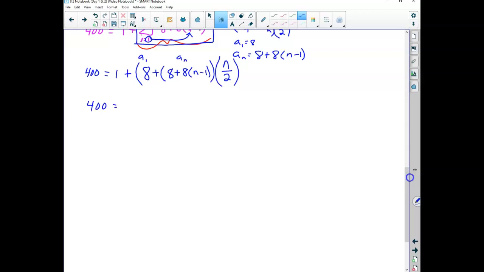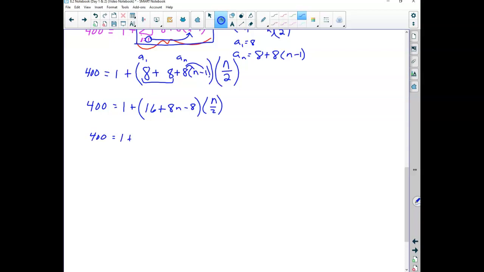We're going to use our calculator to get there, but we're going to say this is 1 plus. We'll check it out. I don't need all of these parentheses in here, really, because there's nothing doing there. That last one I did need there, though. I better put him back. So these are like terms. So I'm going to say that 16 plus, I'm going to distribute my 8, 8n minus 8, times n over 2. And this is going to give me 400 equals 1 plus.